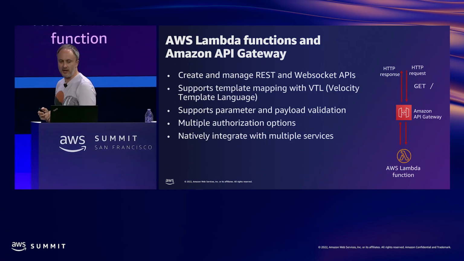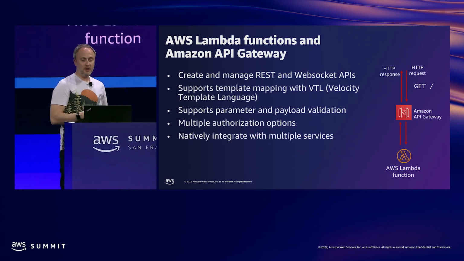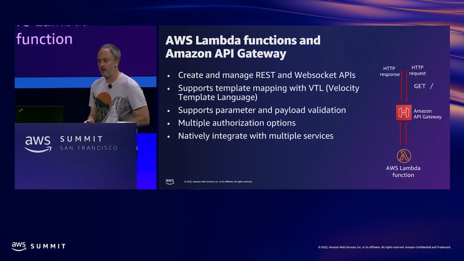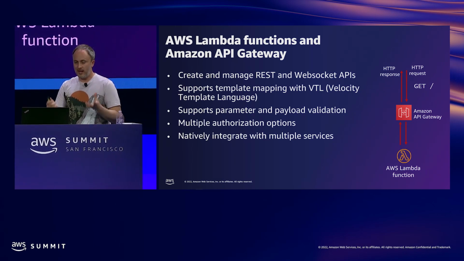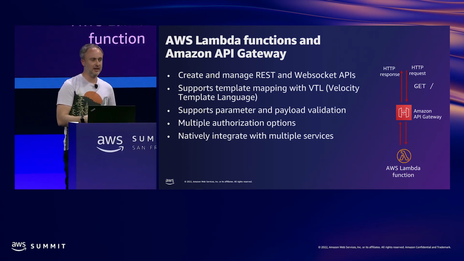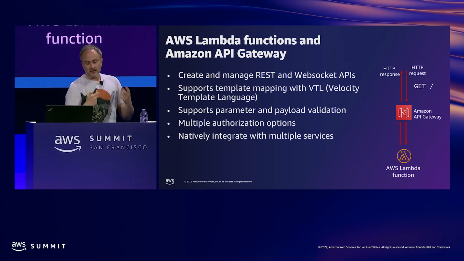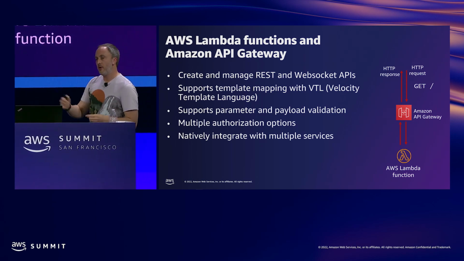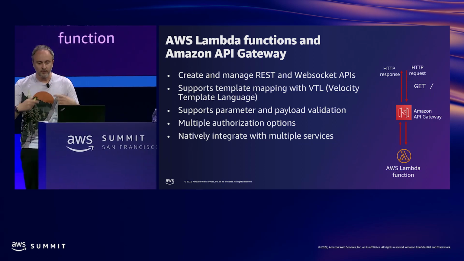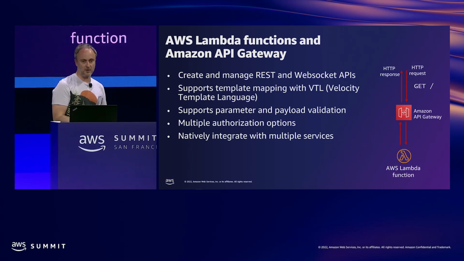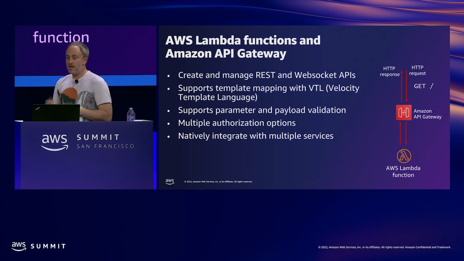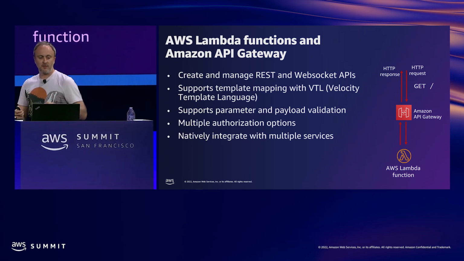Okay, API Gateway. API Gateway lets you create and manage REST and WebSocket APIs that run at almost any scale. It supports VTL, Velocity Templating Language, and this allows you to transform the input and output payloads before they get sent downstream to the next service. And you do that in API Gateway configuration. You don't do that in a Lambda function or in any other code. It supports parameter and payload validation.